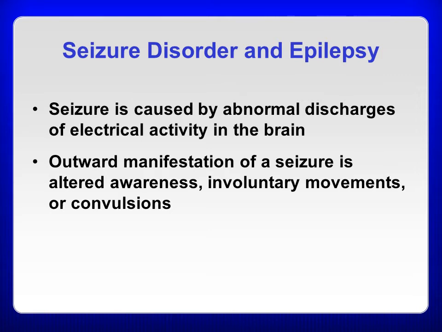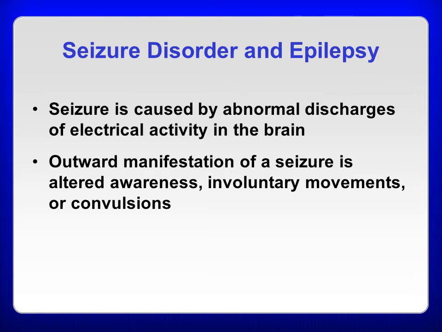Most generalized seizures get classified as what's called tonic-clonic seizures, which is what we think about as far as the convulsions. So there's the tonic and the clonic phase related to the seizure. There's also what's called an absence seizure.